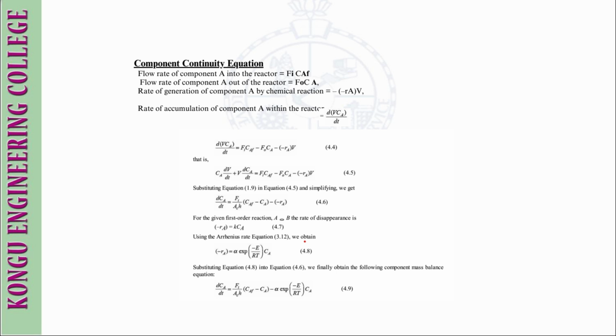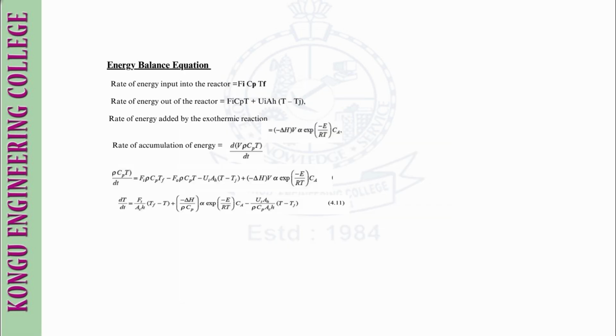Finally, we derive the energy balance. Again, the format: accumulation is equal to in minus out plus generation minus loss. Energy input is equal to Fi into rho into Cp into Tf. Energy output is equal to F naught into rho into Cp into T. Heat added by reaction is equal to minus delta H into RA into V. Heat transfer via jacket is equal to U into A into (Tj minus T).